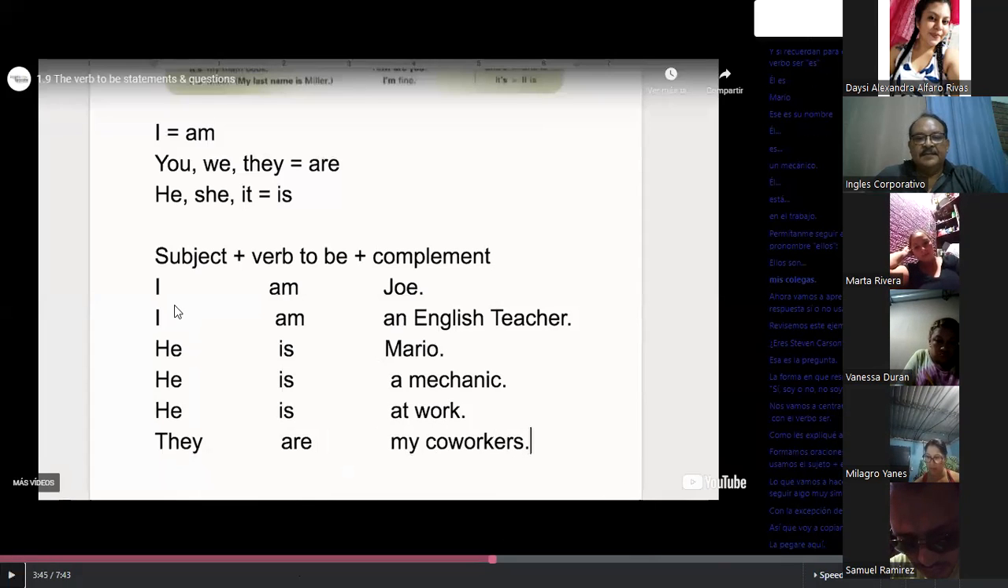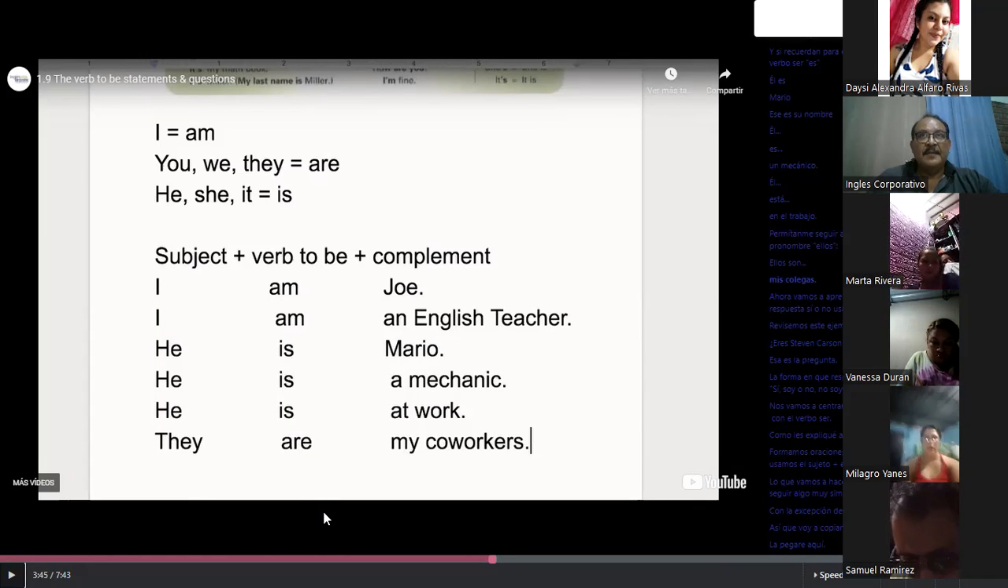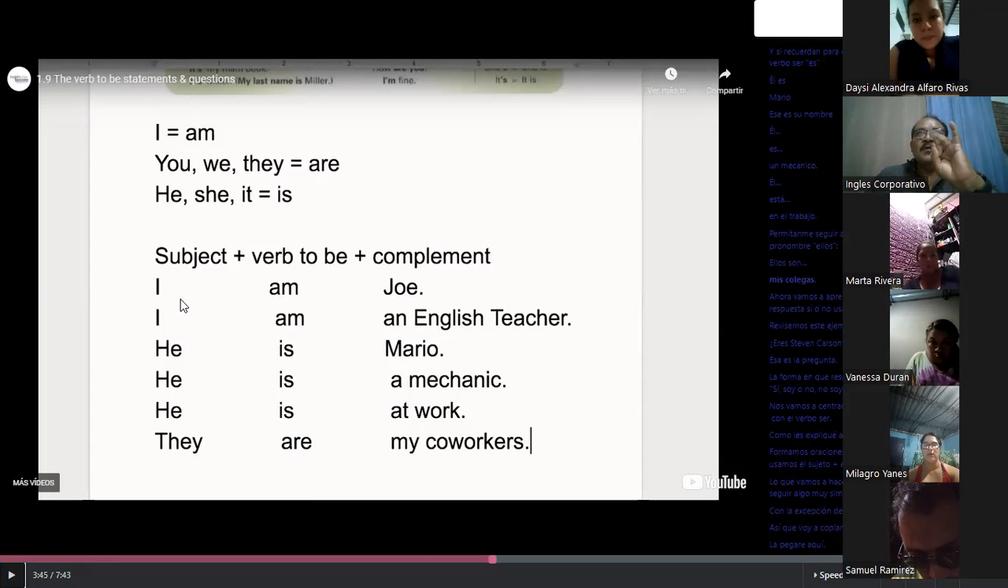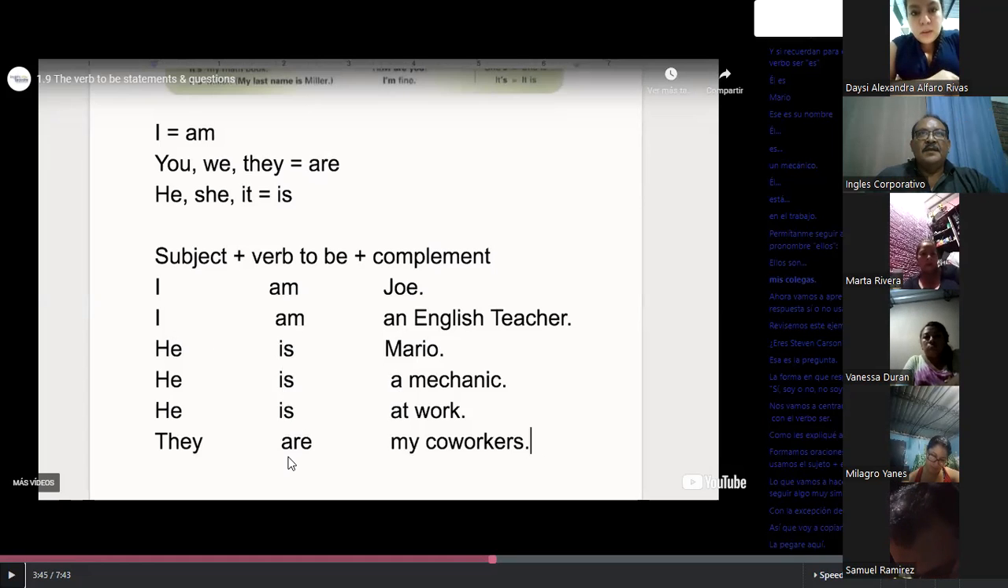Affirmative sentences. Okay, what you see here is I am. Okay, I am. He is, and they are. Ahí están las tres formas del verbo to be. Am, is, and are. Am siempre se va a utilizar con I. Okay, I am, always. Is, you can use it with he, with she, and with it. And are with we and they. Affirmative sentences.